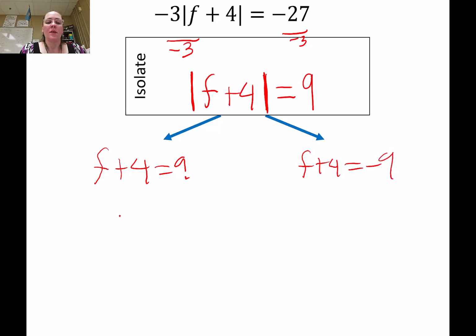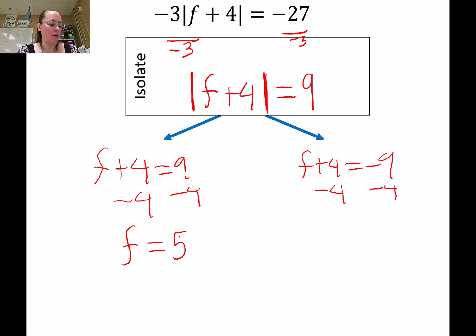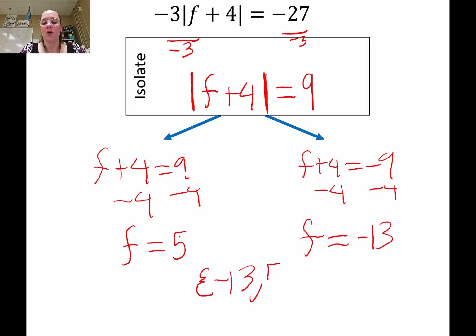So solving for f, I can minus 4 on both sides, and f is equal to, well, 9 minus 4 is 5. And then I'm going to do the same steps over here, minus 4. Negative 9 minus 4 gives me a negative 13. So f is either negative 13 or 5.